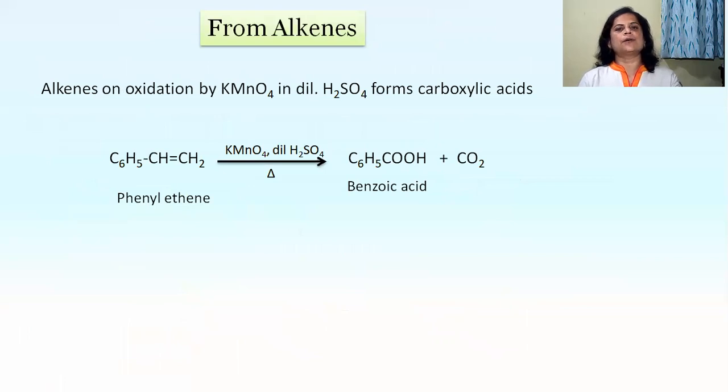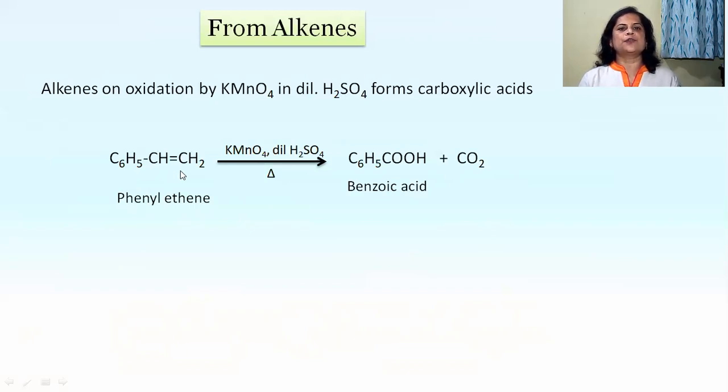Next reaction is from alkenes. From alkenes, we are going to prepare carboxylic acid. Alkenes on oxidation by KMnO4 and dilute H2SO4, on heating, form the carboxylic acid. I take the example here, the alkene phenylethene, C6H5CH double bond CH2. That is, in ethene, on that carbon atom a phenyl group is present, with this KMnO4.